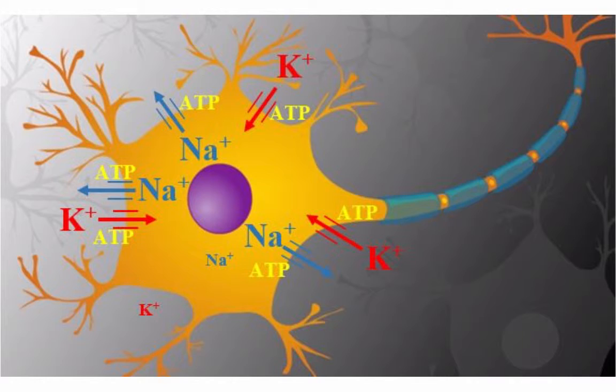We need to pump sodium out of the neuron and potassium into the neuron to get back to rest. Because we are moving ions from an area of low concentration to an area of high concentration, we use a sodium-potassium pump and actively transport the ions with the use of ATP. This restores the neuron to its resting state, ready to send another action potential.